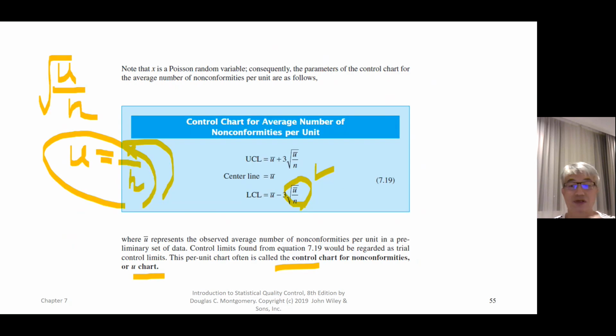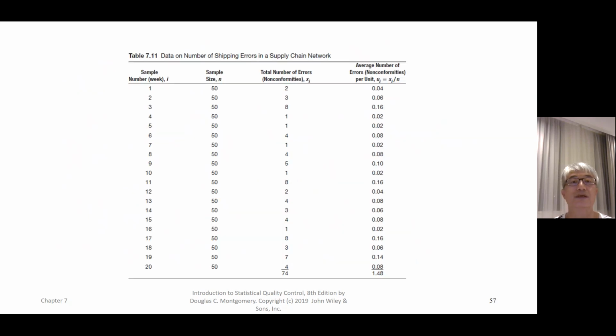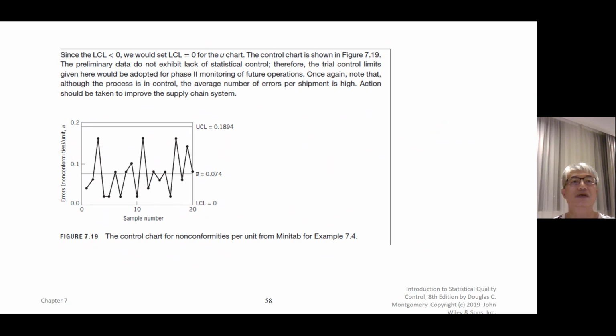According to the equation, mu bar can be computed as 0.0740, and the parameters of the control chart take the square root of 0.0740 divided by 50, the sample size. Then the upper control limit is about 0.1894. The lower control limit cannot be negative, so minus 0.0414 should be reset to 0. Since the lower control limit is less than 0, we set it to 0 by default for the U chart. The control chart is shown in figure 7.19.